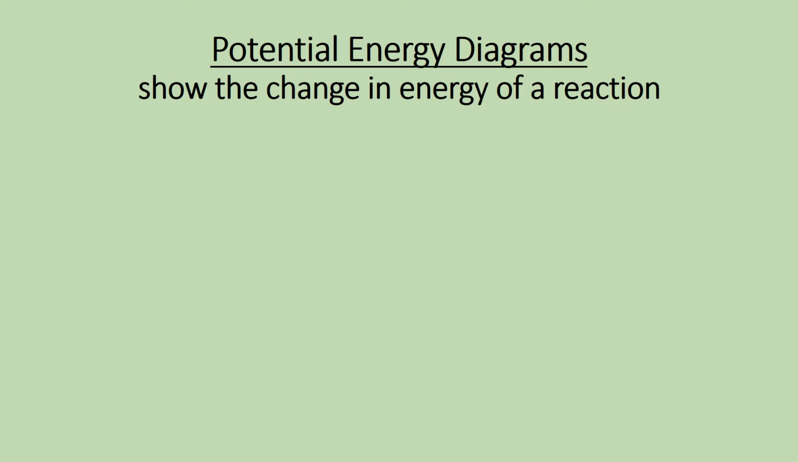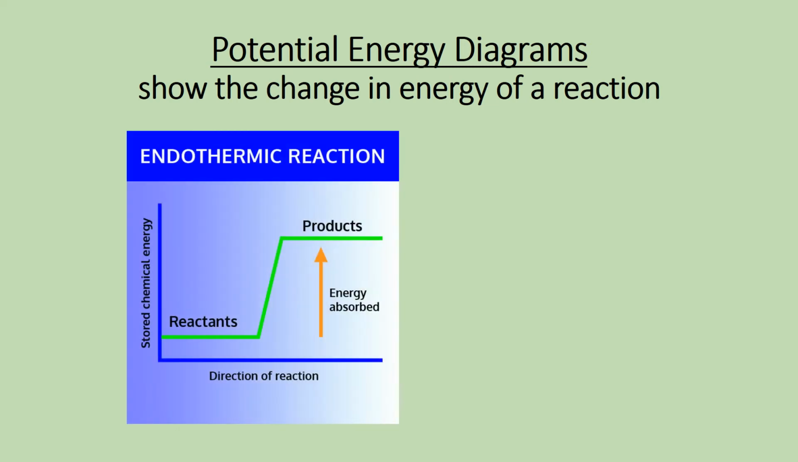Chemists will often show the change in energy of a reaction in something called potential energy diagrams. Basically, they are graphs that show the change in energy of a reaction. In an endothermic reaction, the reactants start off lower than the products because they absorb energy from the environment and the products end up higher.